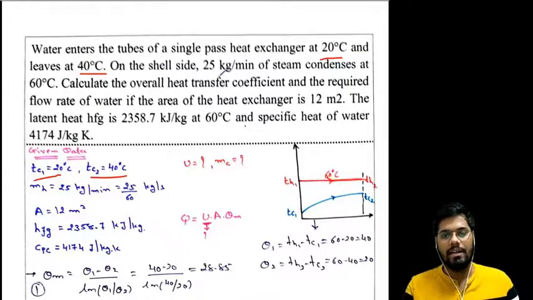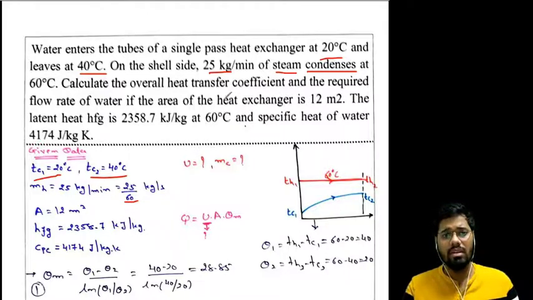On the shell side, 25 kg per minute, so this is the mass flow rate of steam, condenses. Here we read the word condense, so this is a numerical based on a condenser. So this is the mass flow rate of steam, which is our hot fluid. So this is mh, which is 25 kg per minute. We need to convert it into kg per second, so converting minute into second, we divide by 60.